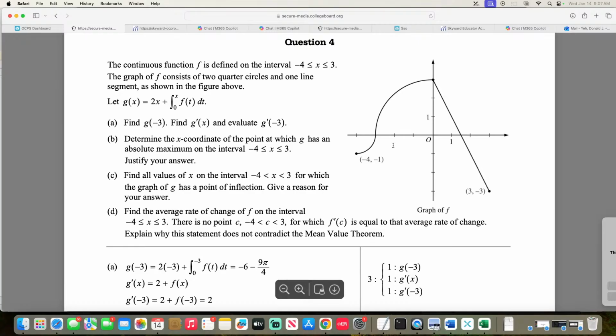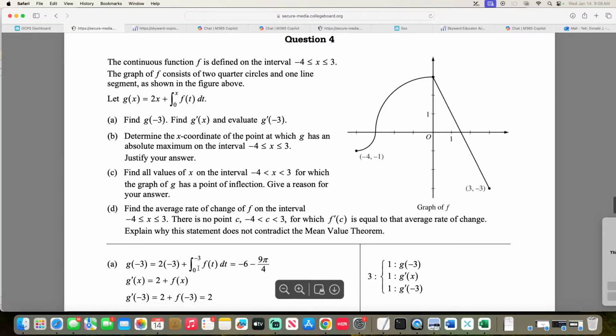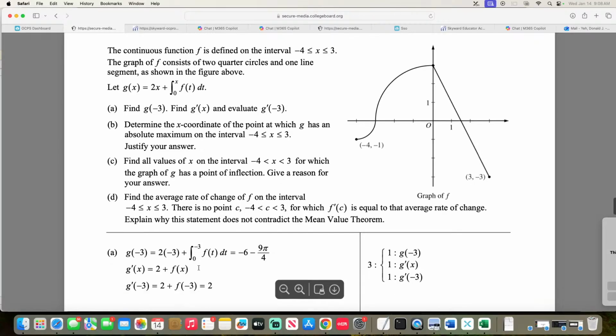How do I know it's 9 pi over 4? Because the radius is 3. So 3 times 3 times pi divided by 4. And that's why it's negative, because the boundary switch. That first question should be easy, 1 point out of 9.